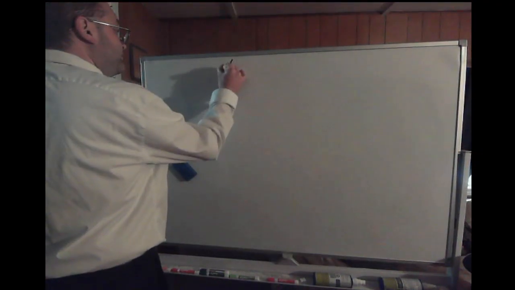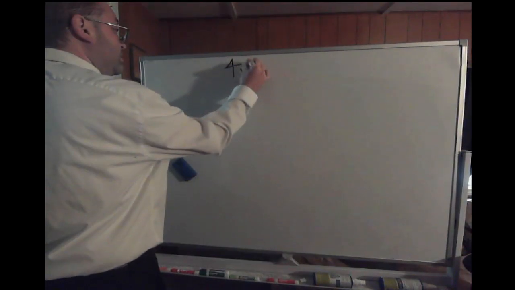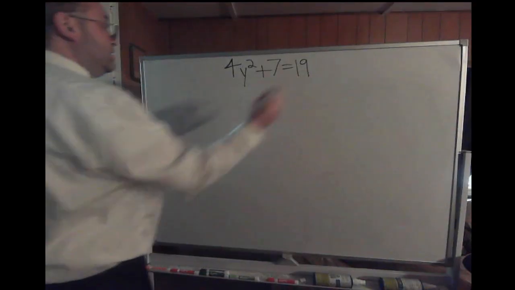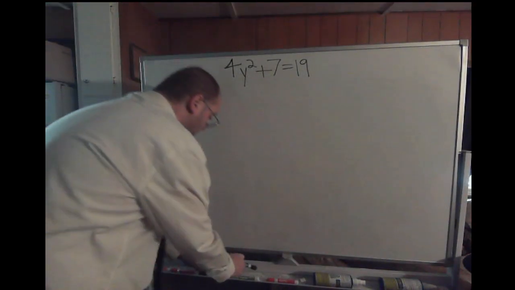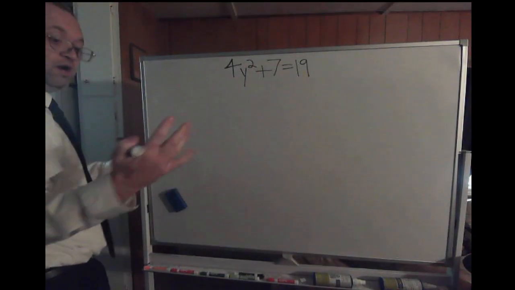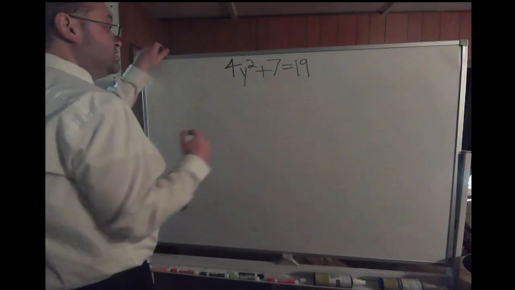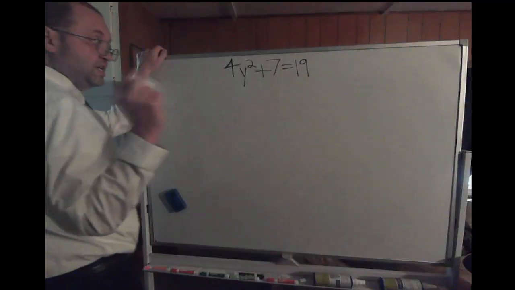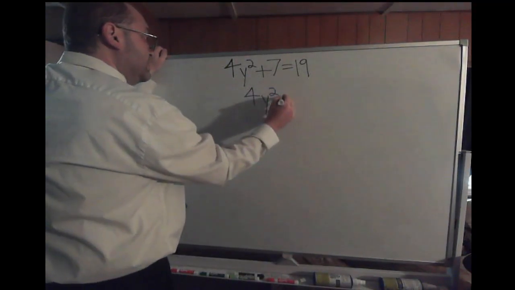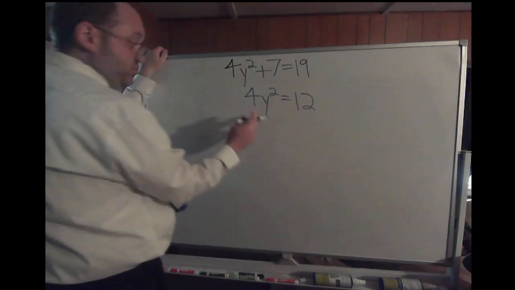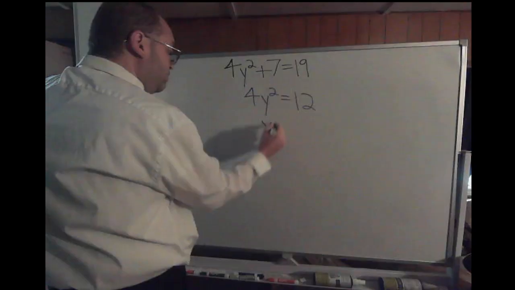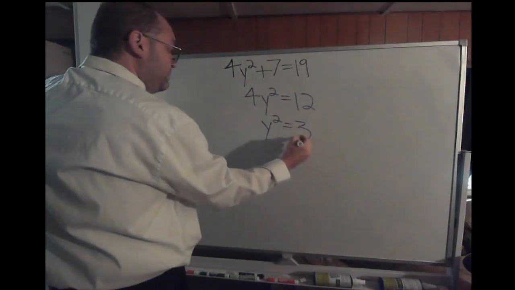Alright, let's see. 4y squared plus 7 equals 19. Well, I'm going to say let's get that 4y squared by itself, right? So that means we need to subtract 7 from both sides. If we do that, you'll get 4y squared is equal to 12. Now just get the y squared by itself. You divide by 4 on both sides, you'll get y squared equals 3.